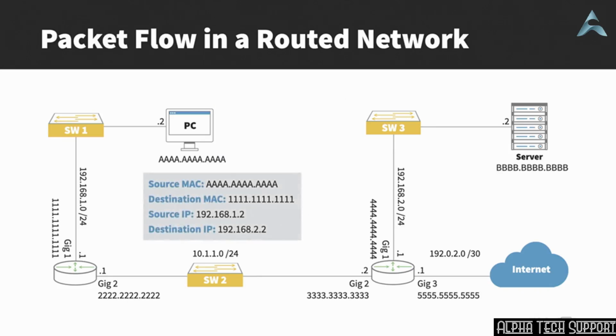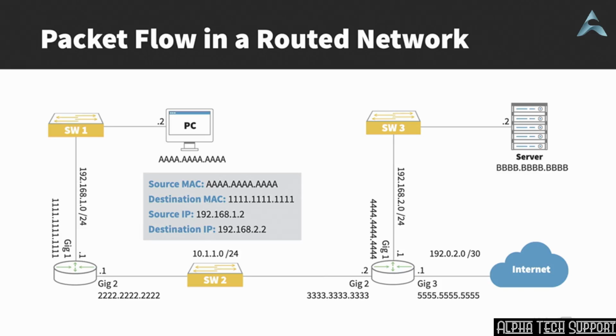The important thing to realize here is the source and destination IP addresses do not change. However, the MAC addresses do change. In the first leg of the journey, the source MAC address is the PC's MAC address of all A's, and the destination MAC address is interface Gig 1 on R1. You see, both of those MAC addresses are on the same network segment. The source IP is the PC's IP address. The destination IP is the server's IP address. And again, those do not change throughout this communication flow.